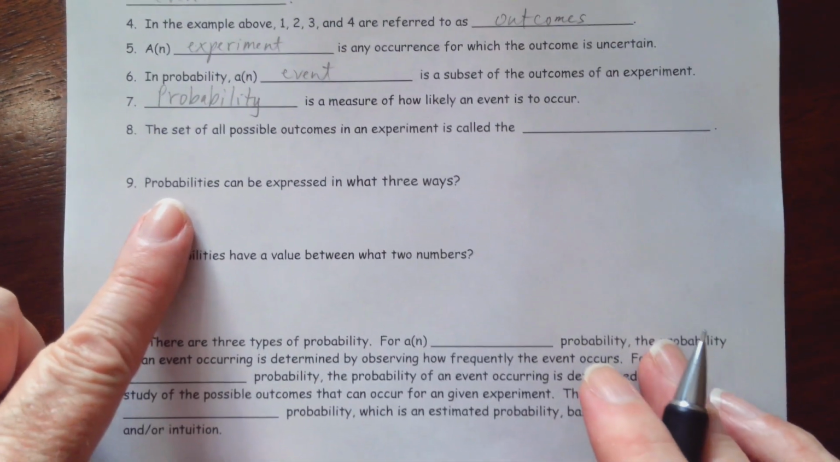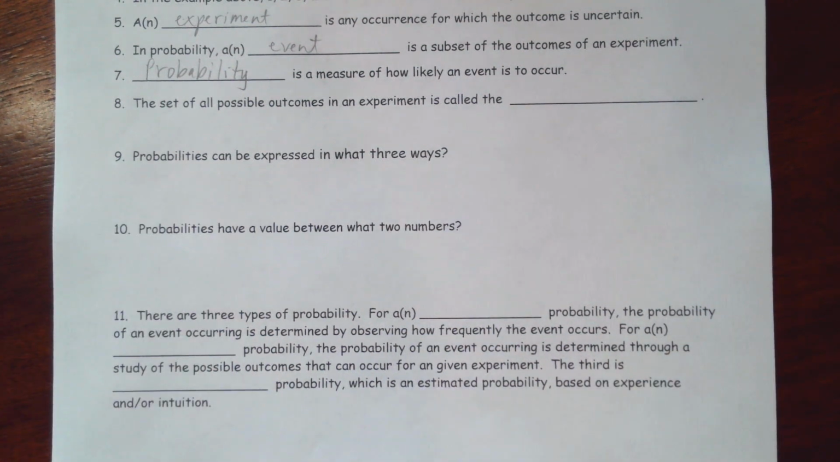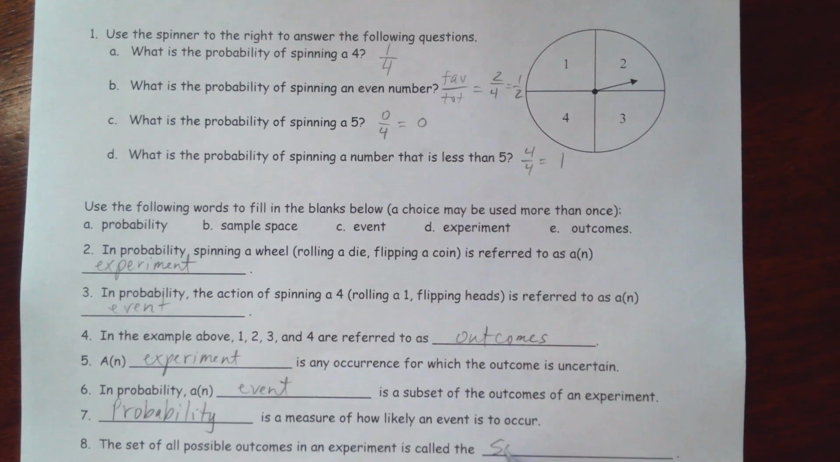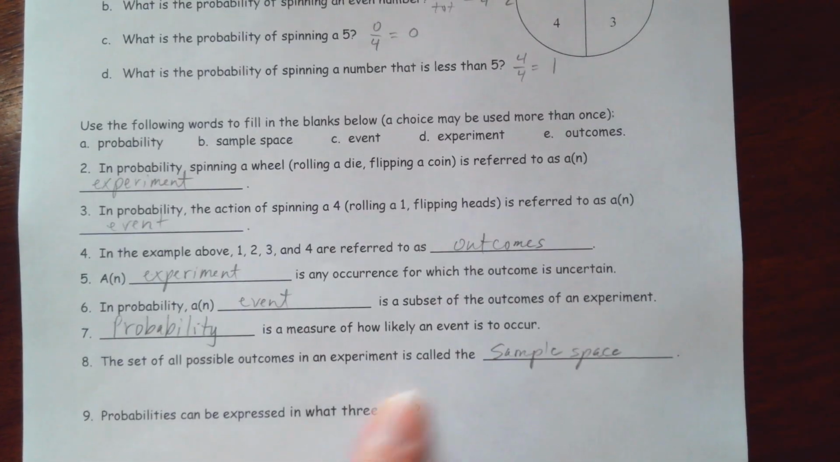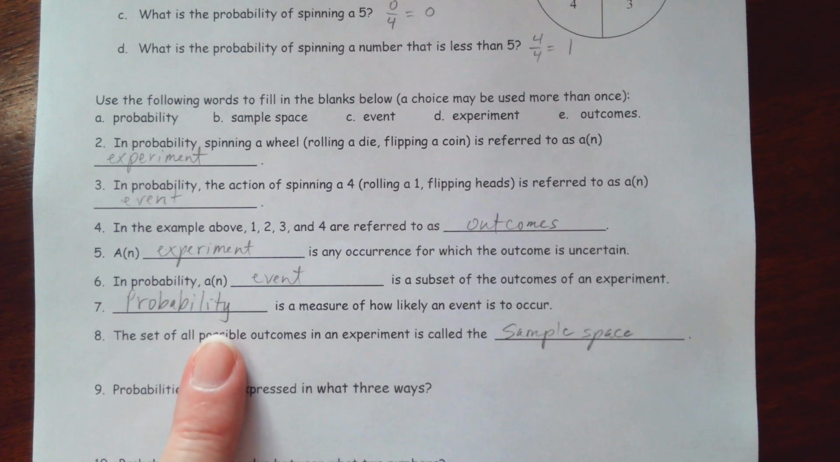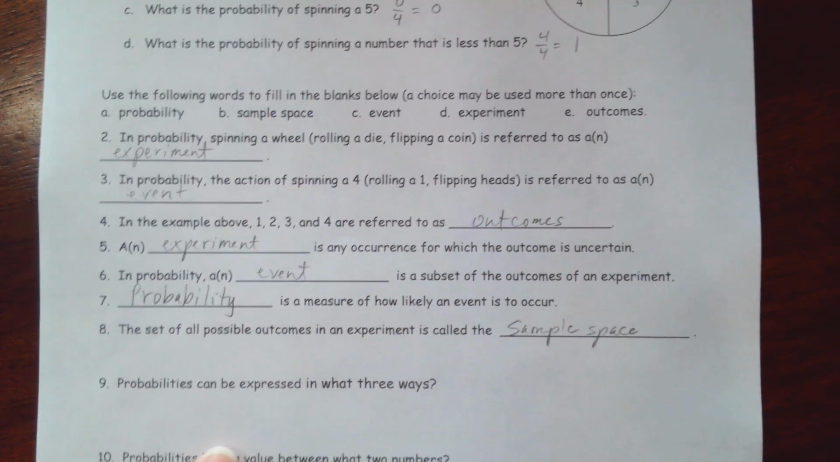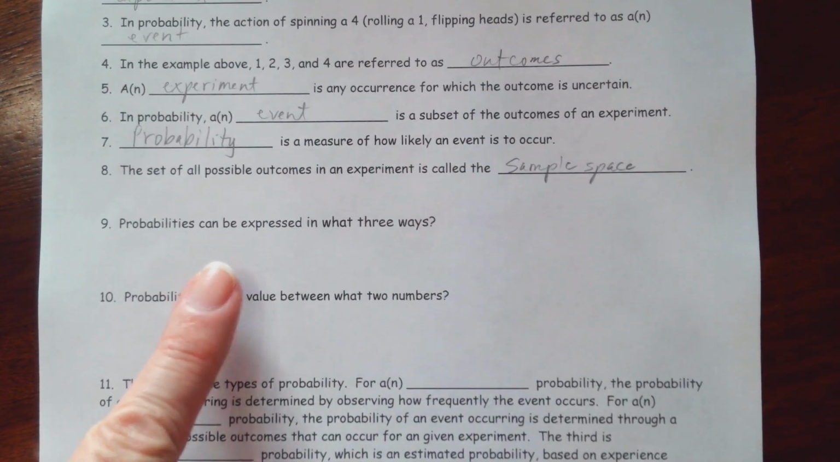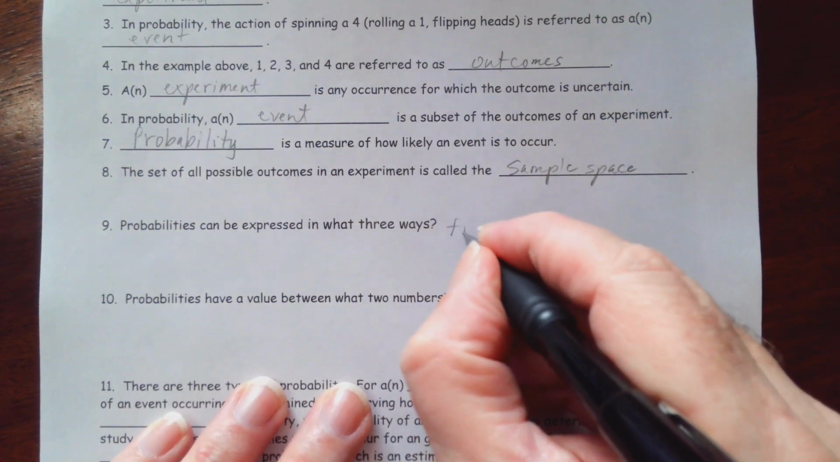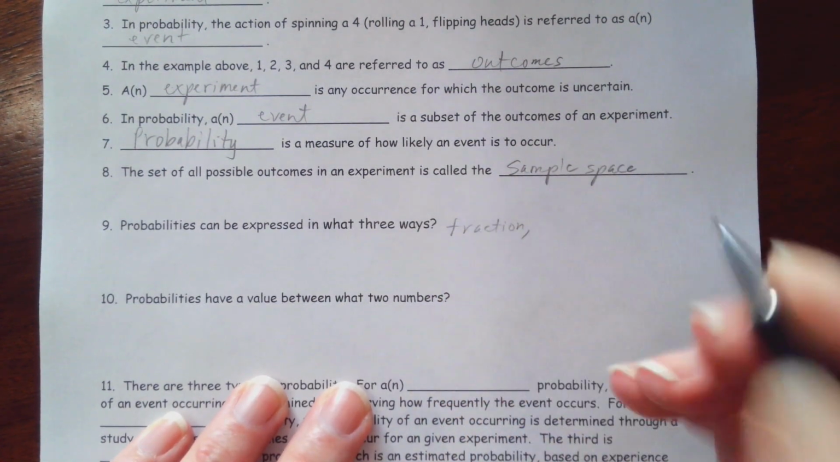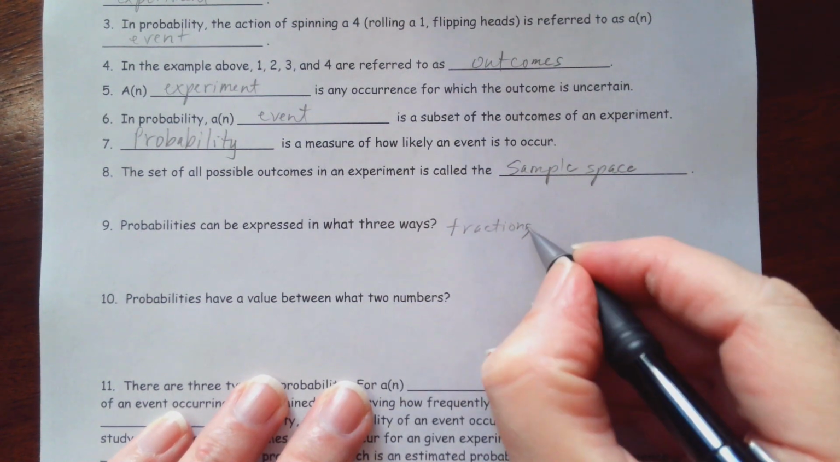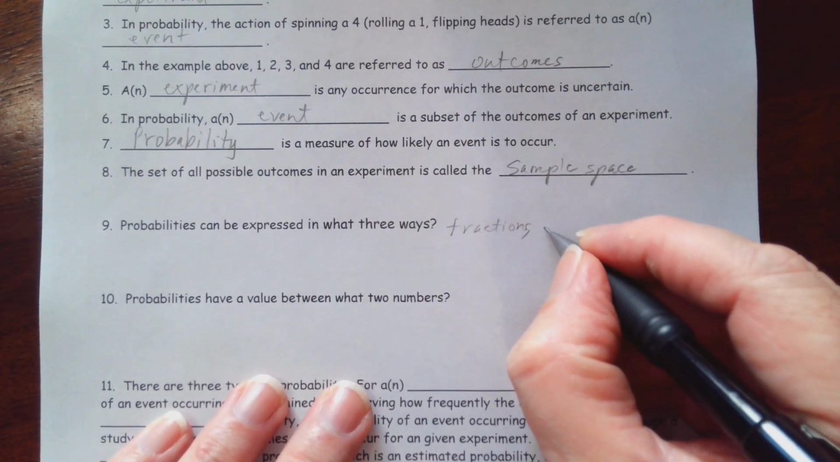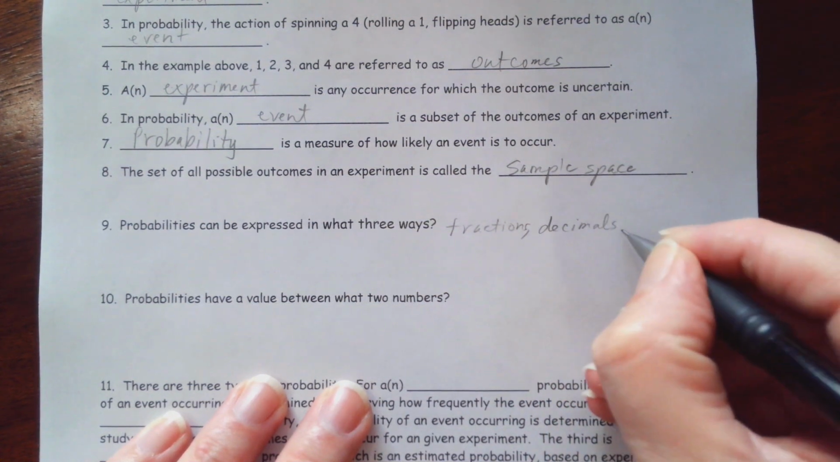All right, let's move on down. So the set of all possible outcomes in an experiment is called, and actually there was one more here, the sample space. So that's maybe one you haven't seen or didn't remember. The others are more commonly understood and used. Sample space, that's just a set of all possible outcomes. Probabilities can be expressed in what 3 ways? Well, so far we've been using fractions, but we could also change those to decimals or percents.